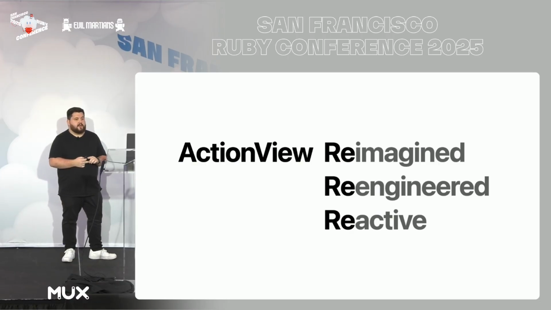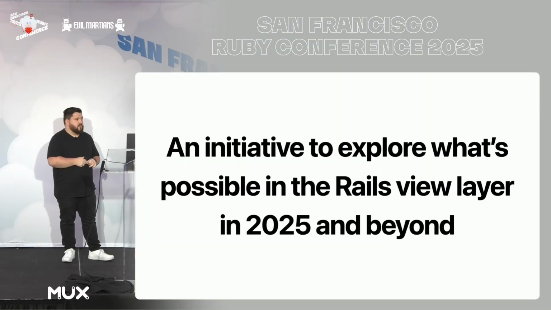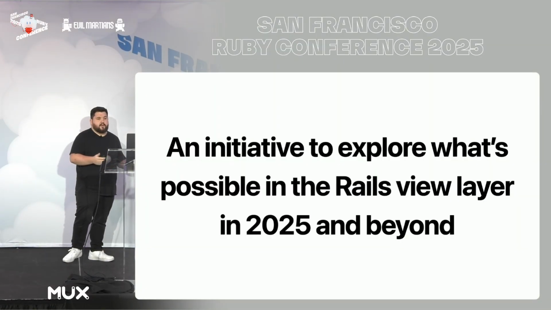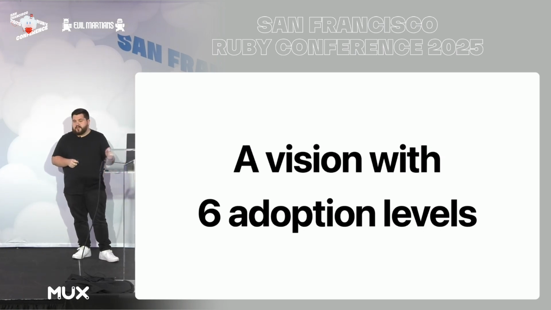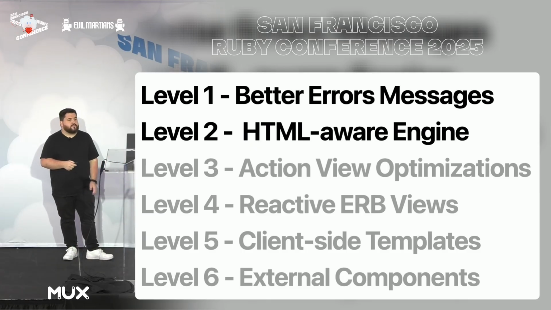And that's the idea of this whole ReActionView: we want to have an initiative to explore what we could do in the view layer. And I shared this vision at RailsConf, this 6 adoption levels I called it, and we are shipping the first 2 now, to have the better error messages and the engine.